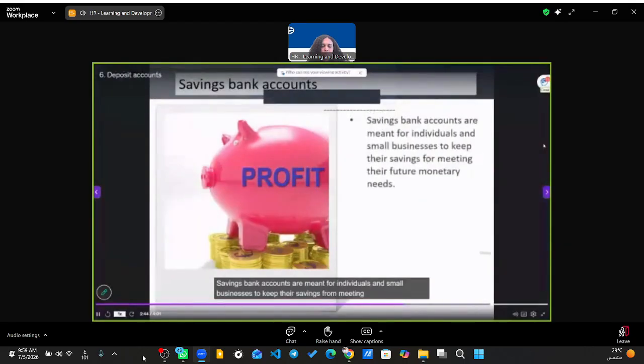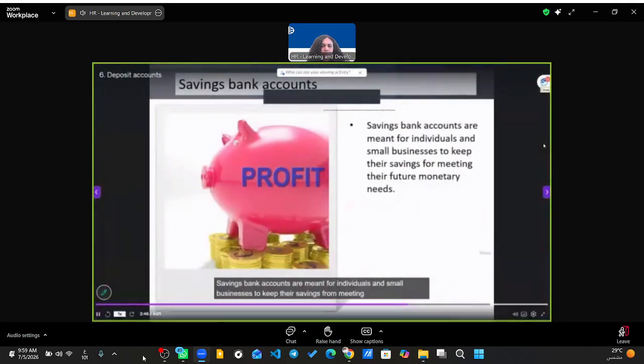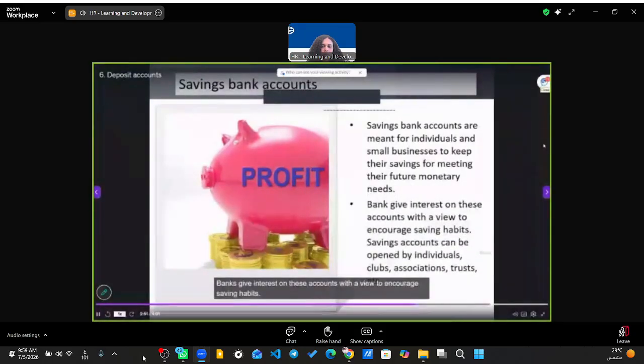Savings bank accounts are meant for individuals and small businesses to keep their savings for meeting their future monetary needs. Banks give interest on these accounts with a view to encourage saving habits. Savings accounts can be opened by individuals, clubs, associations, trusts, etc.